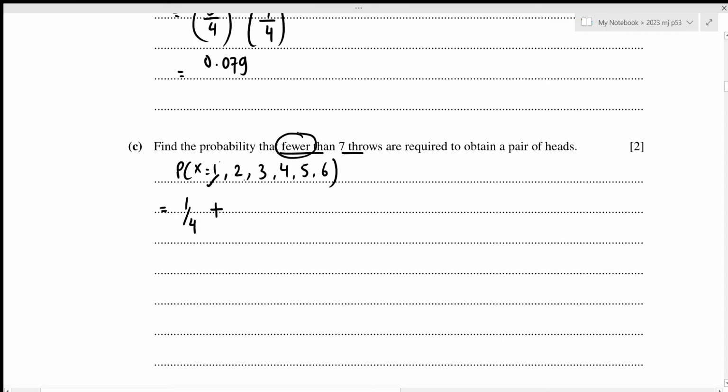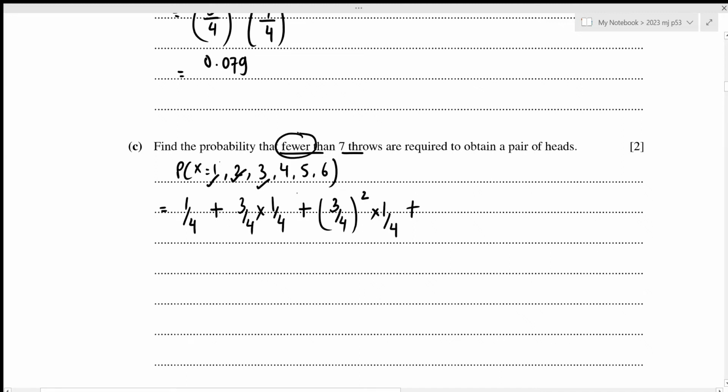For x equals 2, on the first throw, we did not obtain a pair of heads, and the probability of that outcome is 3 by 4. And then on the second throw, we obtained a pair of heads, and the probability is 1 by 4 in this case. That's all for x equals 2. Now for x equals 3, we did not obtain a pair of heads in the first 2 throws. So the probability will be 3 by 4 raised to the power of 2, because we're talking about 2 different throws in this case. And on the third throw, we got a pair of heads. That will be all for x equals 3.